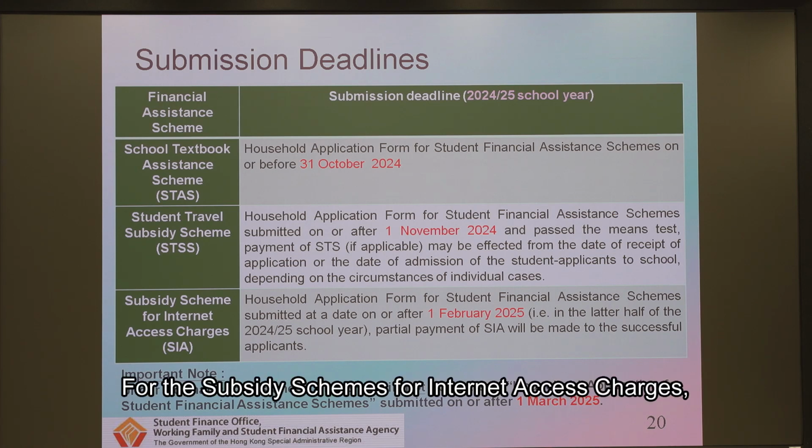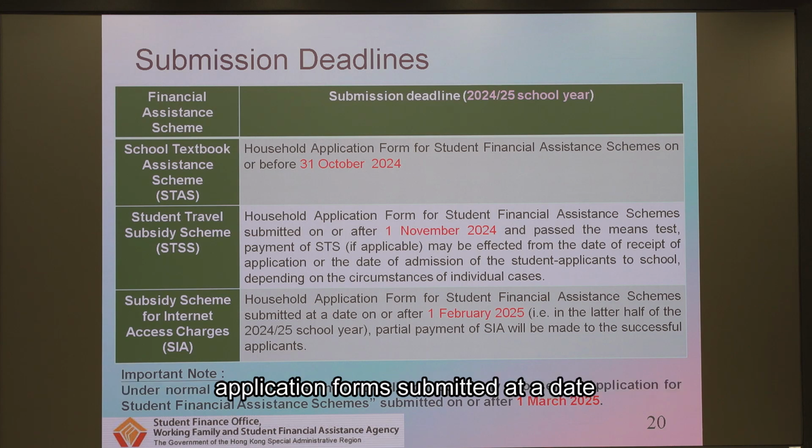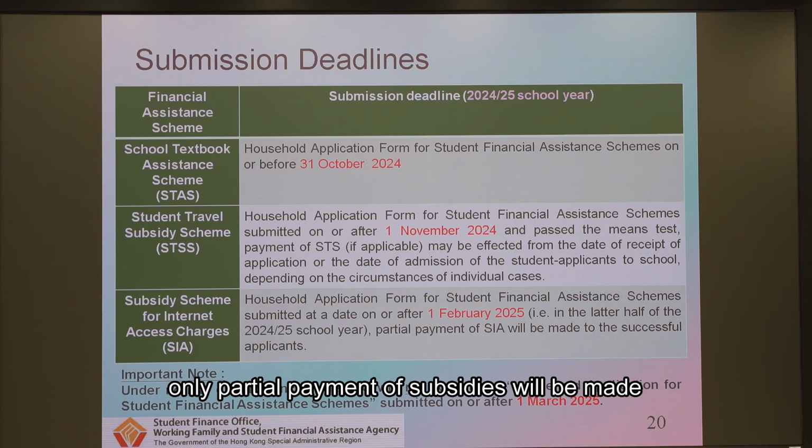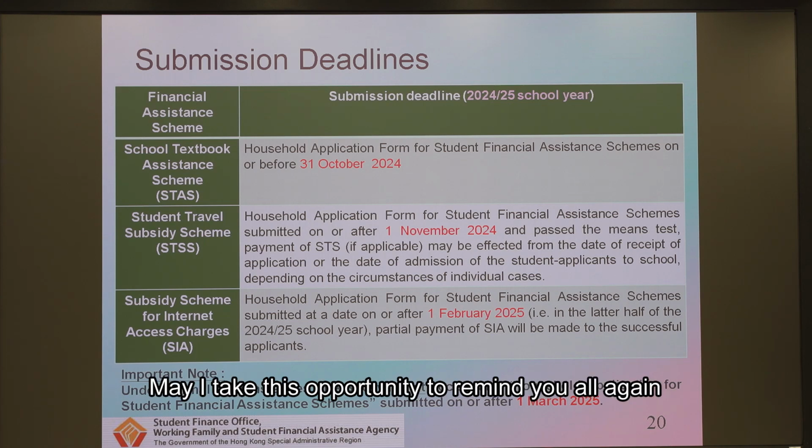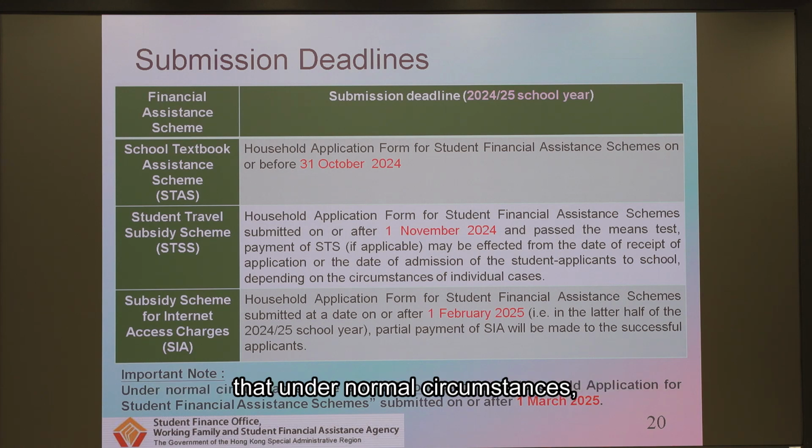For the subsidy scheme for internet access charges, for application forms submitted on or after the 1st of February next year, only partial payment of subsidies will be made to the successful applicants. May I take this opportunity to remind you all again, under normal circumstances, we will not accept any applications submitted on or after the 1st of March next year.